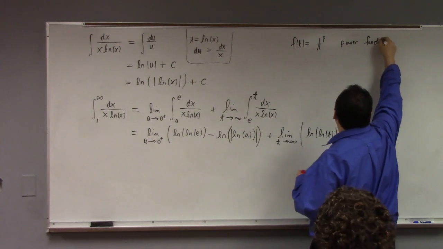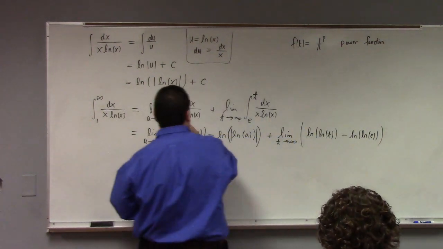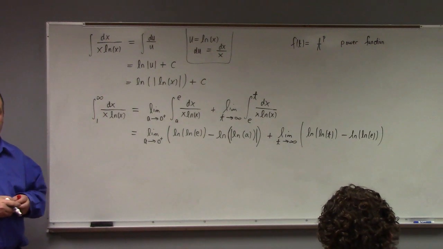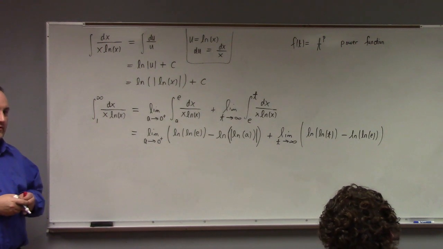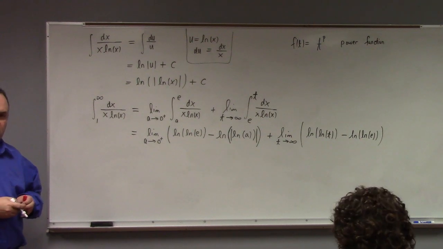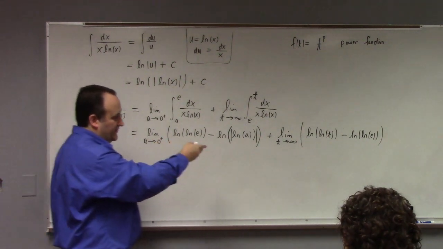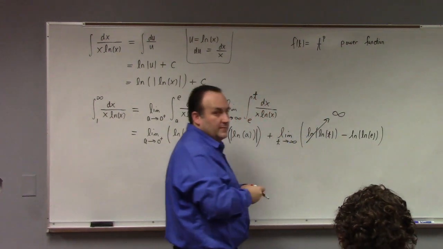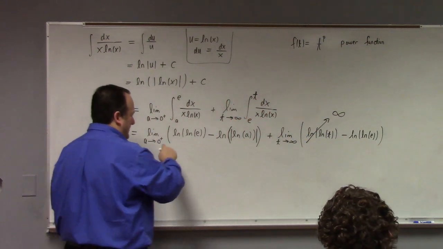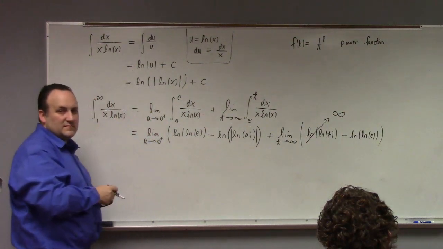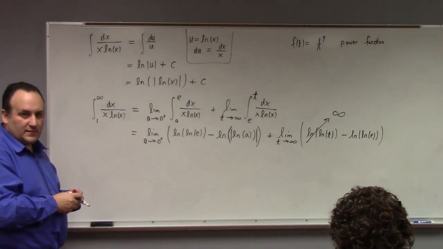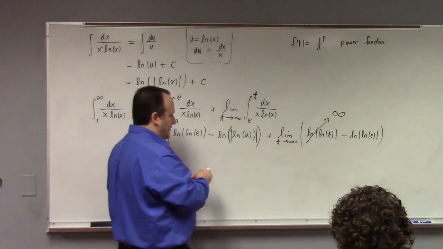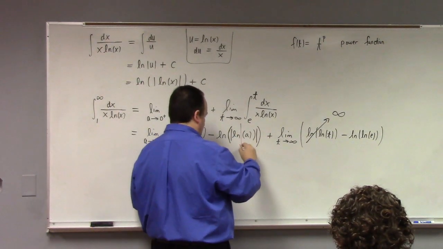In contrast, this is not a power function, right? It's something else. But it is also something else whose integral diverges, like 1 over this. I mean, this diverges because this goes to infinity, right? What happens here? I see, yeah, so you're right. This piece right here, inside the absolute value, this piece goes to what?